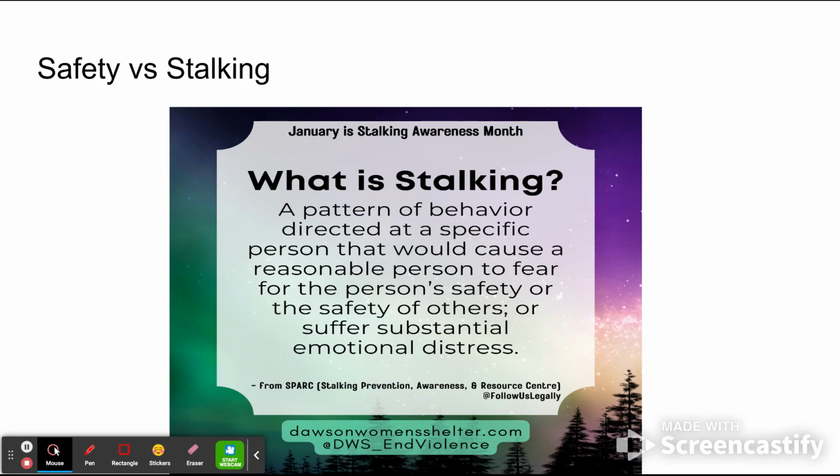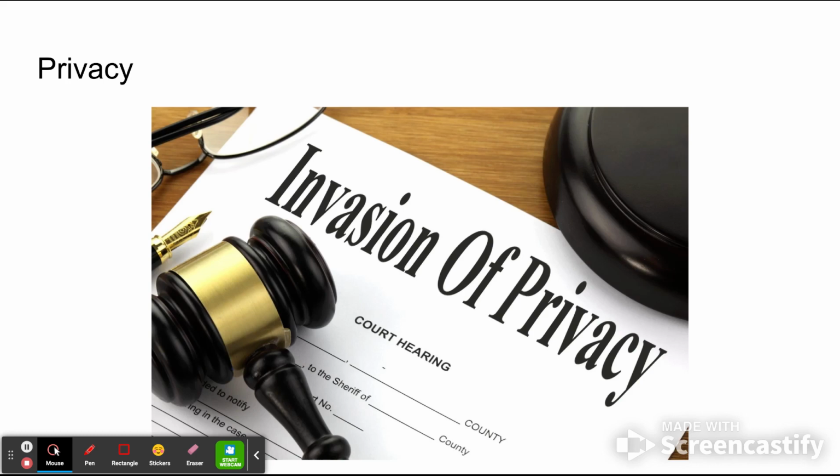Safety versus stalking. How do we know if we are being stalked or if we are in a safe environment? And then on this slide, if you want to pause and write it down, you can see the definition of stalking. First, we want to look at the definition of privacy. The definition of privacy is protection from being observed or tracked by others, including the government, companies, public, individuals, or groups.